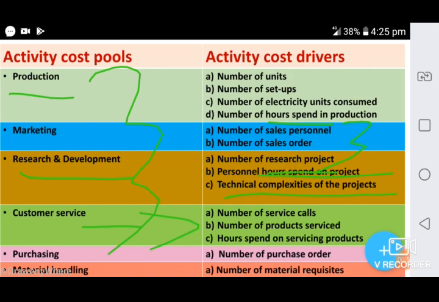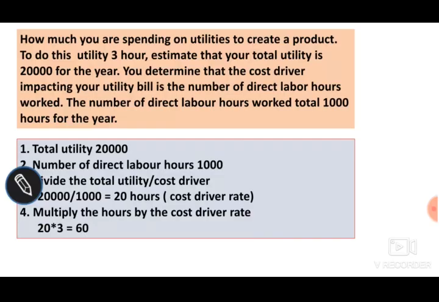Okay, let's see an example. Question: how much are you spending on utilities to create a product? To do this, the utility used is 3 hours. Estimate that your total utility is 20,000 for the year. You determine that the cost driver impacting your utility bill is the number of direct labor hours worked. The number of direct labor hours worked totals 1,000 hours for the year.